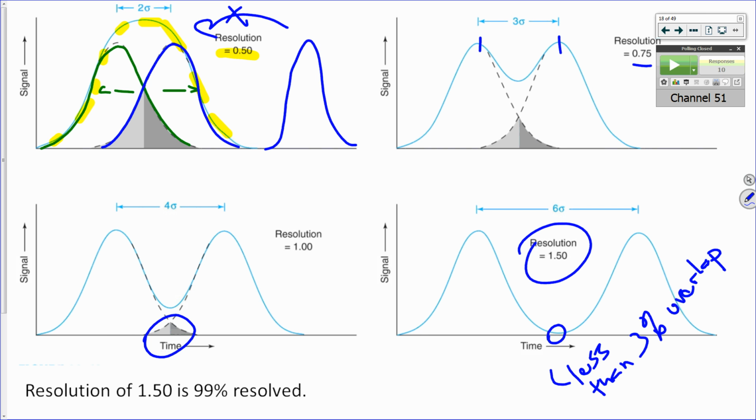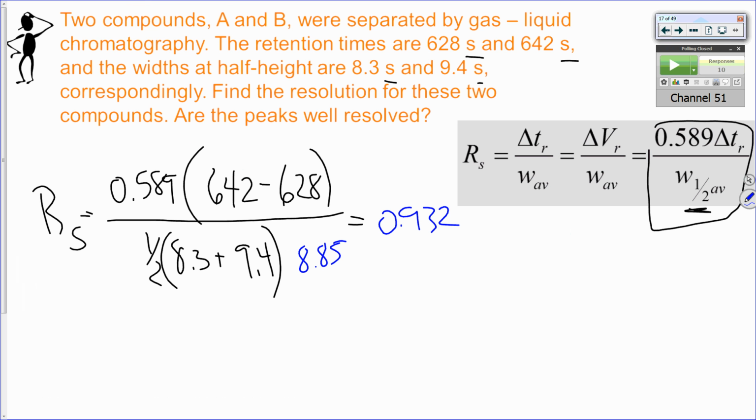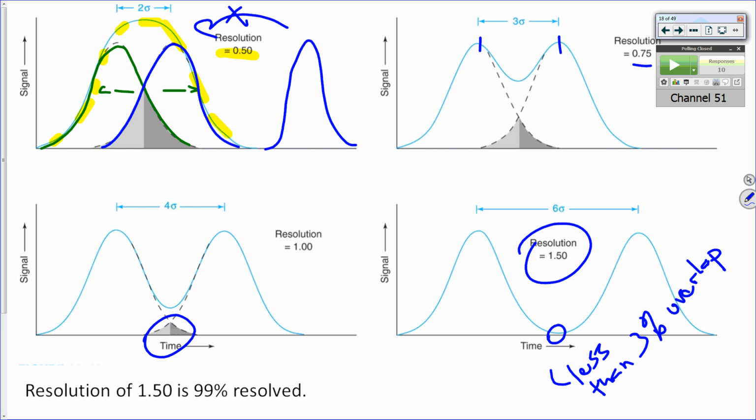What's the resolution value on the last slide? It was a little bit less than 1. Is this a great separation? Not great. Yeah, there is some overlap, but it's not bad. If you were trying to isolate these compounds for some analysis, you could take a plug that went from here and then start collecting another one. You can still get the bulk of those compounds as pure compounds.